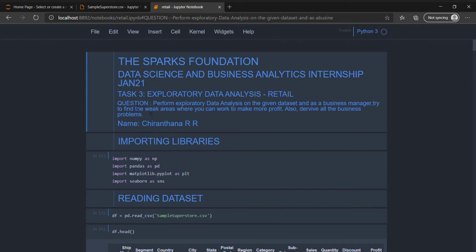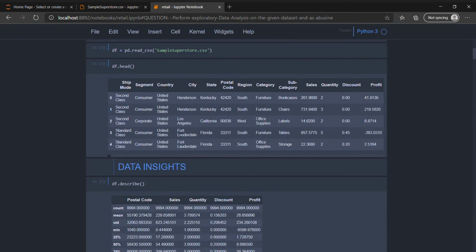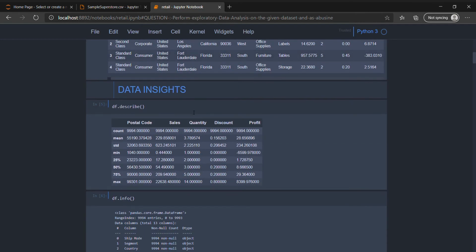So the question here says we need to perform an EDA on the given data set, and as a business manager you need to try to find the weak areas where you can work to make more profit, and also derive the problems in the company. So first we import all the libraries, read the data set, and now let's look at the data insights.